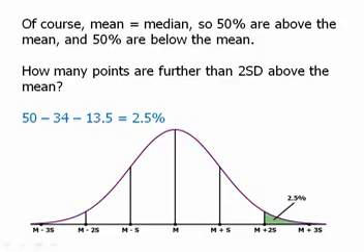Here we have, incidentally, the little tail region, 2.5% in the tail. That is just 2 standard deviations above the mean. From there, all the way up to infinity.